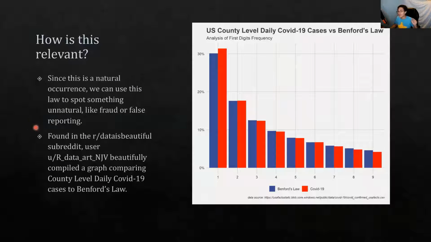But before we get there, how is this relevant? Since this is a natural occurrence, we can use this law to spot something unnatural like fraud or false reporting. So found in the Data is Beautiful subreddit, user rdataartnjv beautifully compiled a graph comparing county-level daily COVID cases to Benford's Law. And see, here we have in blue Benford's Law and red COVID-19 cases. So the numbers being reported by each county, starting with each digit, follows this curve. This would further allow us to be confident in the numbers that are being reported as completely accurate.